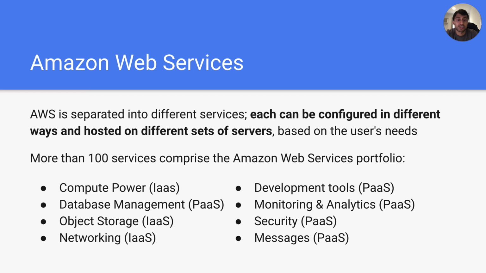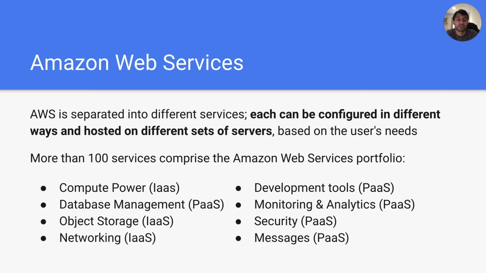How AWS works is that it is separated into many different services, all accessible through the same single web portal. Each one can be configured in different ways based on the user's needs. Users are given configuration options and individual server maps depending on the AWS service being used. More than 100 services comprise the AWS portfolio, including those for compute, database management, infrastructure management, monitoring, analytics, and security.